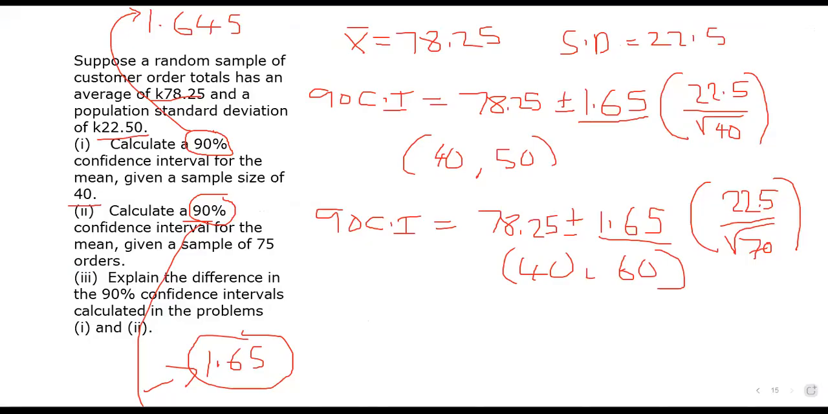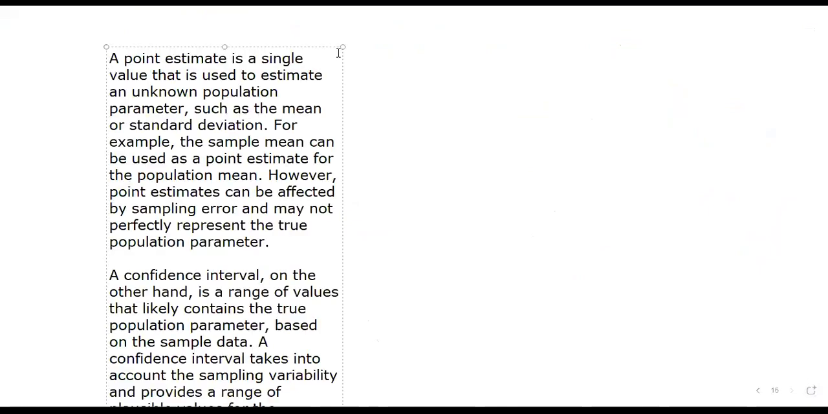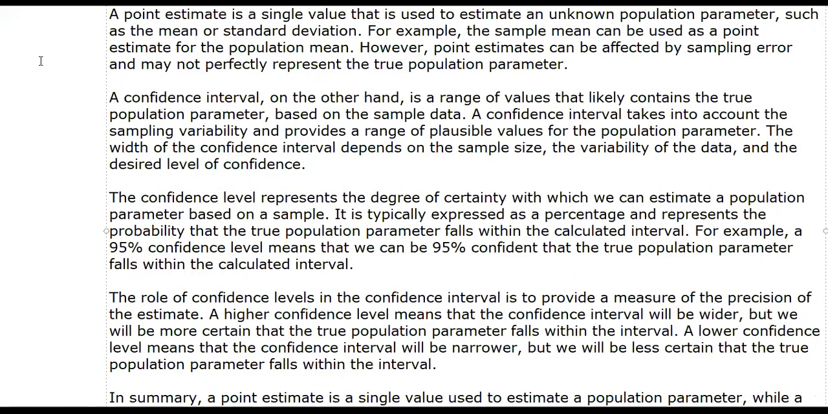All right. So I repeat, when we're dealing with what? A point estimate is simply a single value that is used to estimate an unknown population parameter such as a mean, a standard deviation. For example, a mean can be used as a point estimate of a population. However, point estimates can be affected by sampling error and may not perfectly represent the true population.